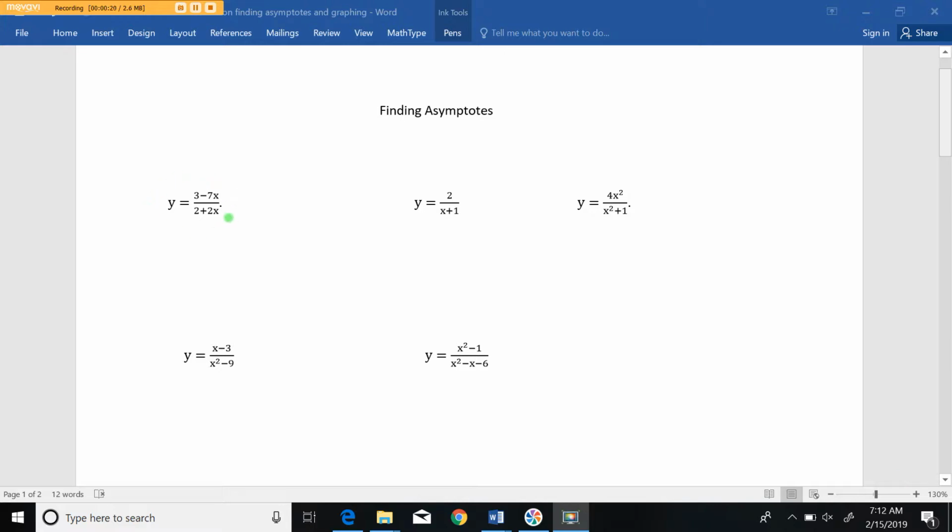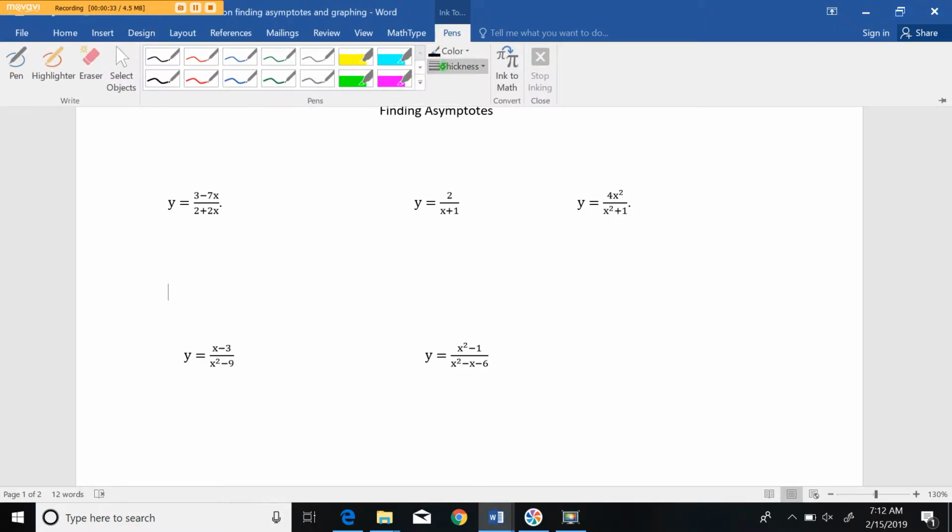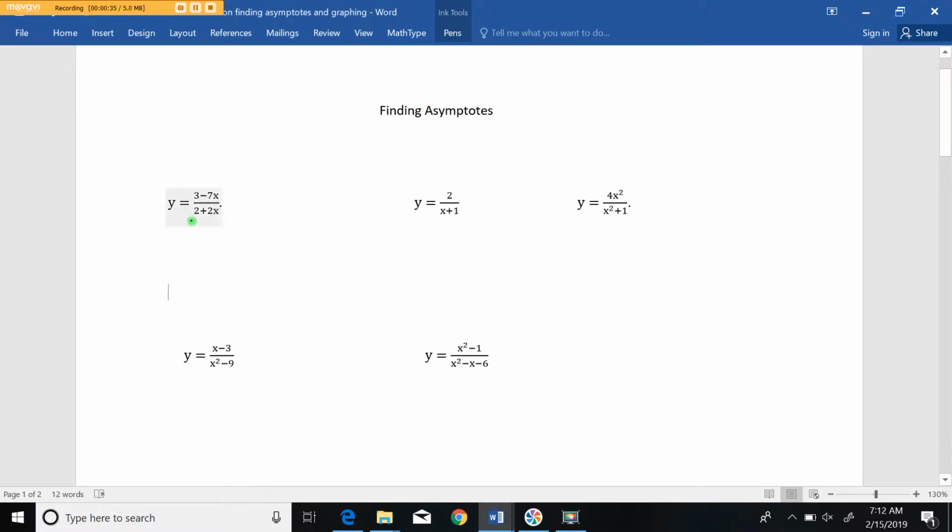Vertical asymptotes happen where the function goes undefined through a division by zero. As I take a look at this, if 2 plus 2x were equal to 0, we'd have a vertical asymptote. We'd have a division by 0 on the bottom. So x equals minus 1 is a vertical asymptote for this function.